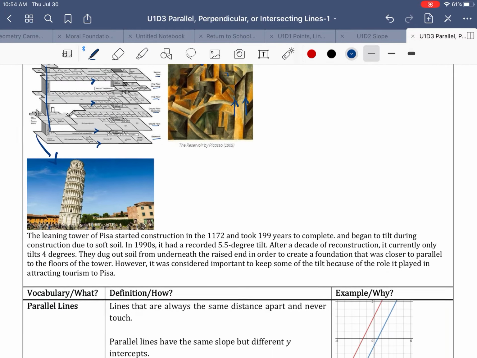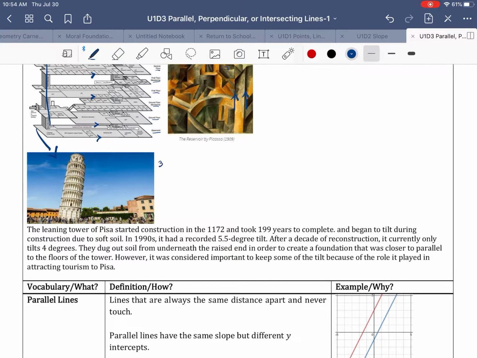All right. Now this last picture right here, picture number 3, you guys might recognize as the Leaning Tower of Pisa. Now, this building started construction in 1172, which is a very, very long time ago, and was built over the course of 200 years. And it began to tilt because of soft soil. So if you think about there's soil down here, it was really, really soft on the right-hand side. So the weight of the building started to make that side kind of sink into the soil, right?